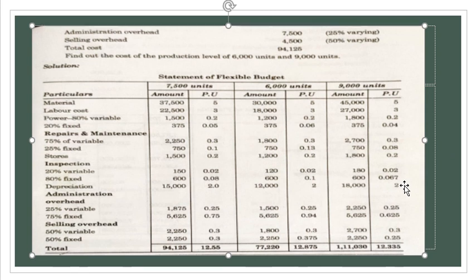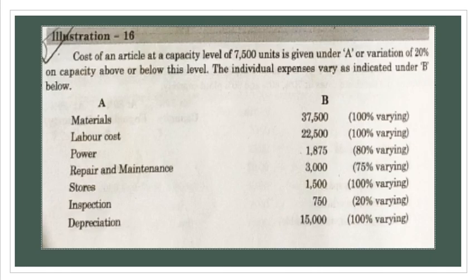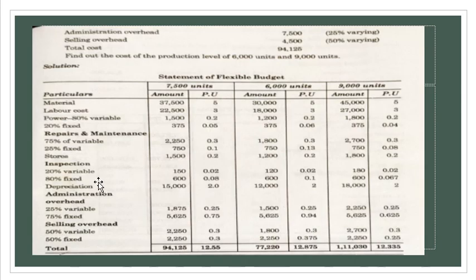So what is your next expenses as per the question? So as per the question is depreciation. So depreciation is how much? 15,000. So in this 15,000, full 100% is varying. So everything is variable expenses. So 15,000 for 7,500. So 15,000 divided by 7,500, which will give us the per unit value, which is 2. So 2 rupees is the cost per unit for depreciation.